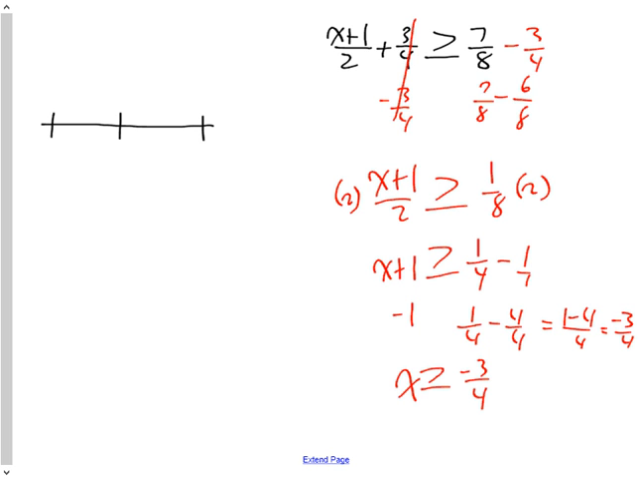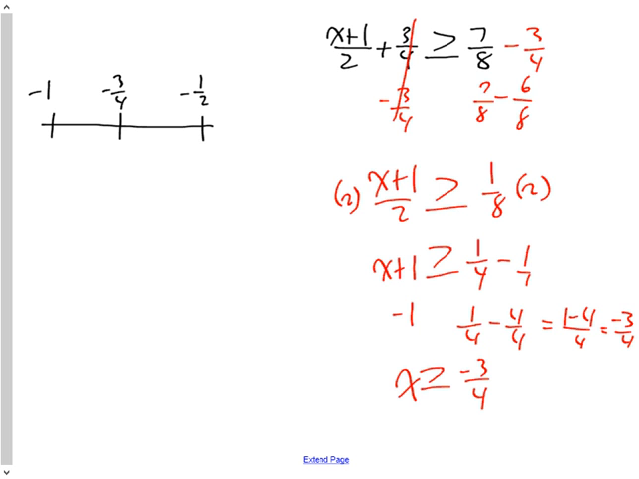So I'm going to make this negative 3/4. I'll make this one negative 2/4, and I'll make this one negative 1 or negative 4/4. I suppose I could make this, instead of negative 2/4, negative 1/2. And those would be all the negative quarter increments.